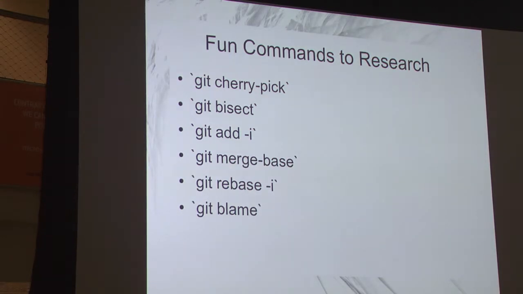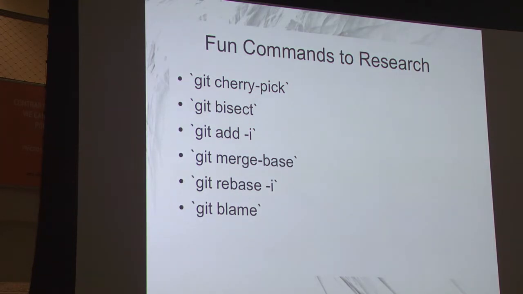Git add -i, instead of staging entire files, will allow you to stage portions of files. In fact, I never use git add. I always use git add -i. Git merge base will take two branches and find the common commit. For example, rebasing uses merge base, takes the two branches, finds the common, reverts, fast forwards, and applies.